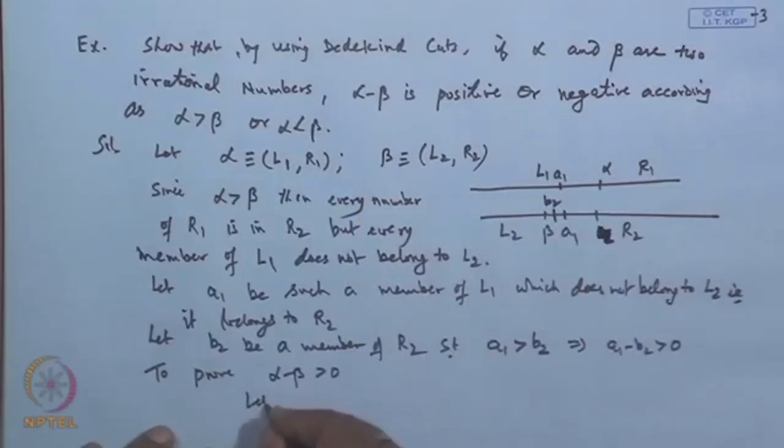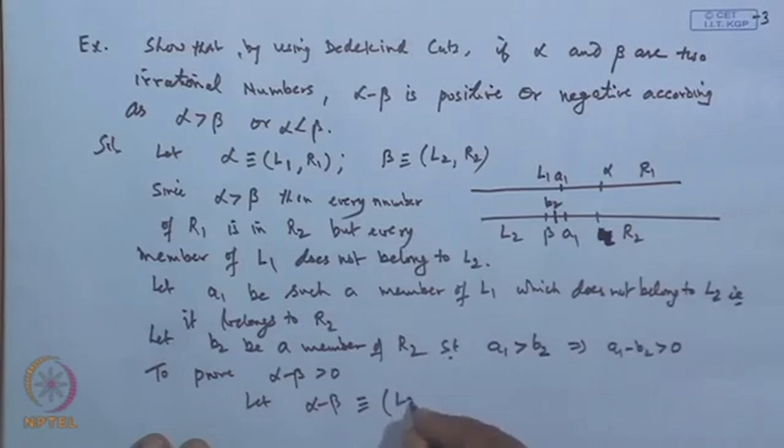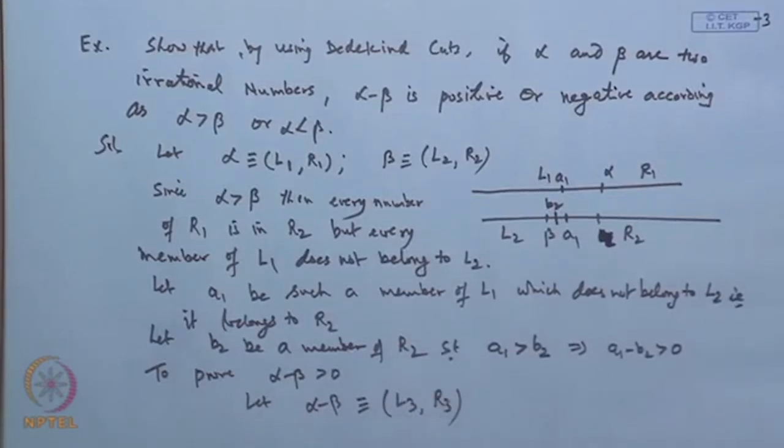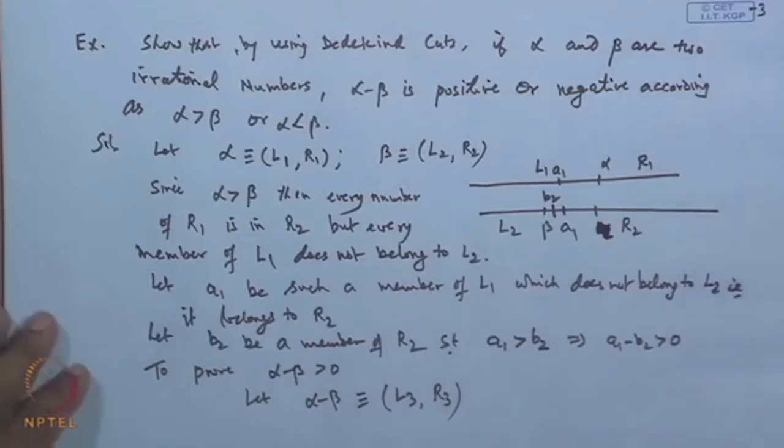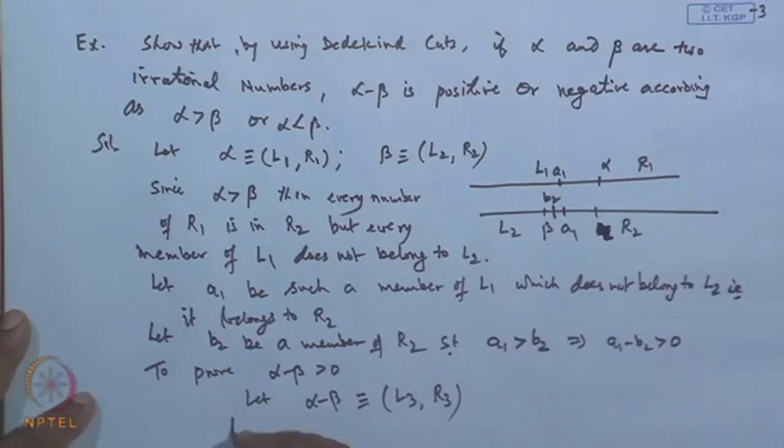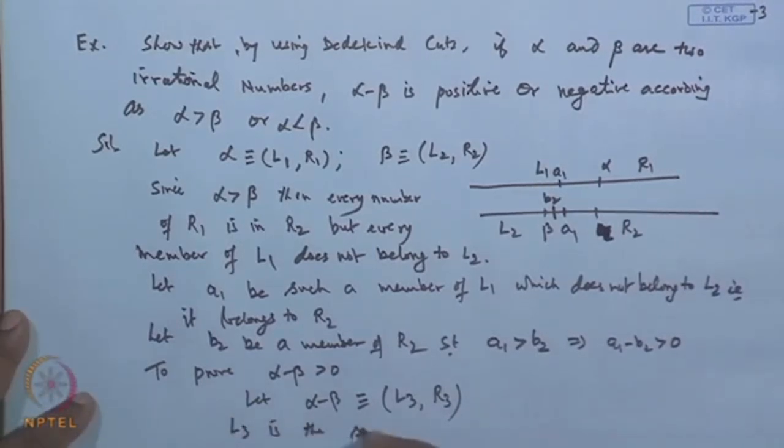So let alpha minus beta be represented by a section, say L3 R3. If I prove L3 contains some positive number, then alpha minus beta becomes greater than 0. Now, what is this L3? L3 is the sum of what? Alpha minus beta.